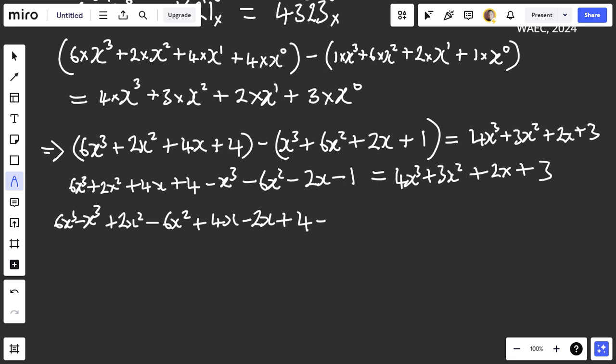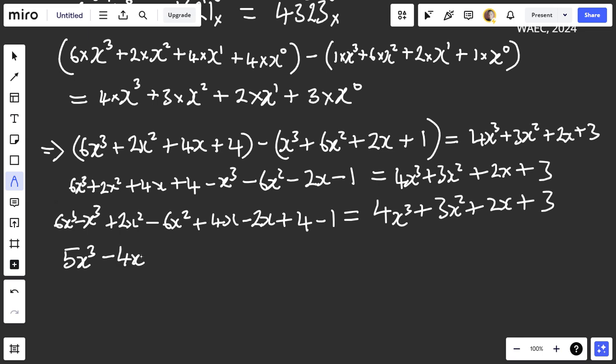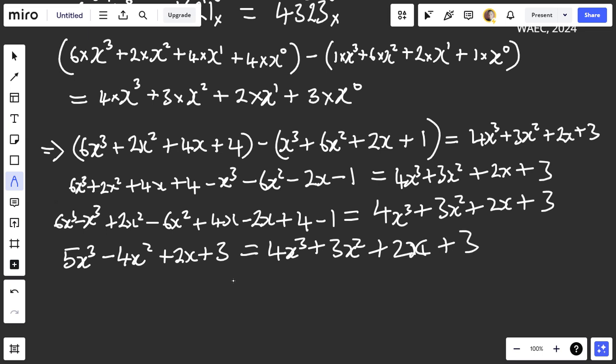It's like them here is minus 1 equals to what we have here, 4x cubed plus 3x squared plus 2x plus 3. So this minus this will give you 5x cubed. 2 minus 6 will give you minus 4x squared. 4 minus that will give you plus 2x, and then 4 minus that will give you plus 3 equals to 4x cubed plus 3x squared plus 2x plus 3. Then we operate the left and the right by collecting like terms.